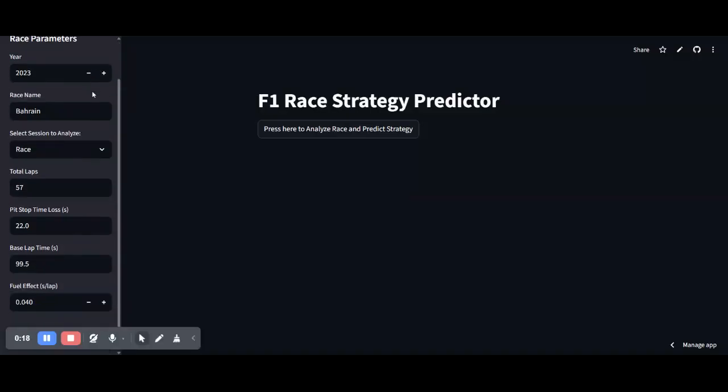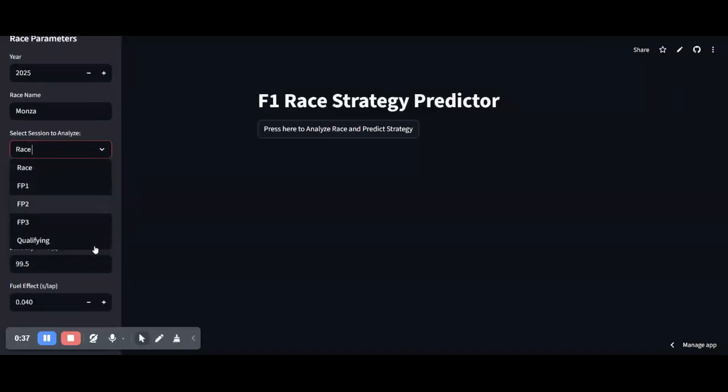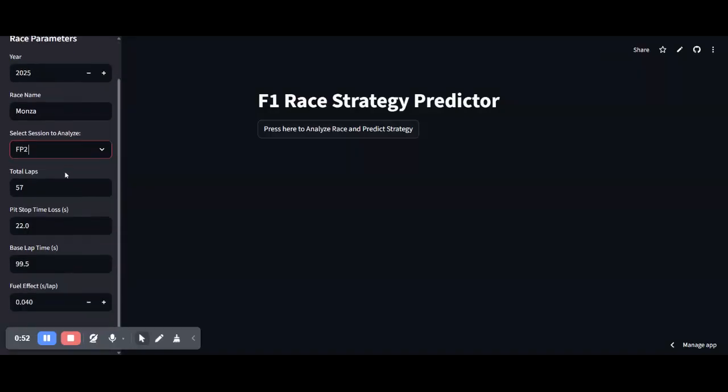So let's say if I want to predict the Monza Formula One race for 2025, I would select the year to 2025 and then I'll change the name to Monza and I'll select the session. So there are multiple practice sessions before the main race, and I would select the practice session 2, which is FP2, because that's one of the longest sessions, and we have a lot more data to make a good prediction.